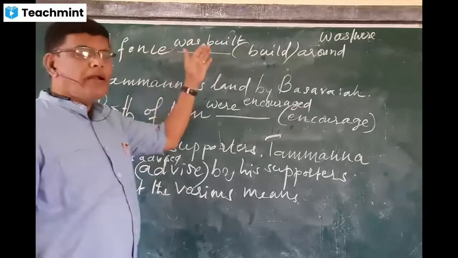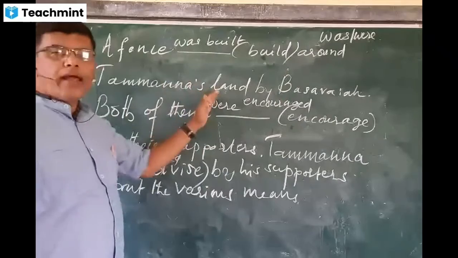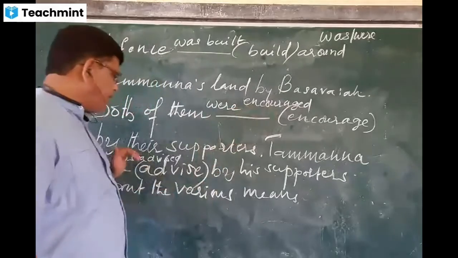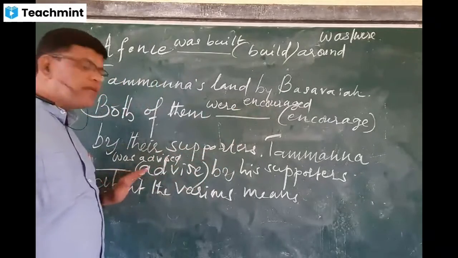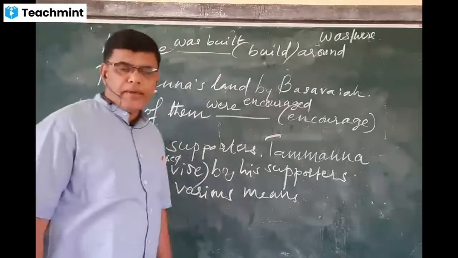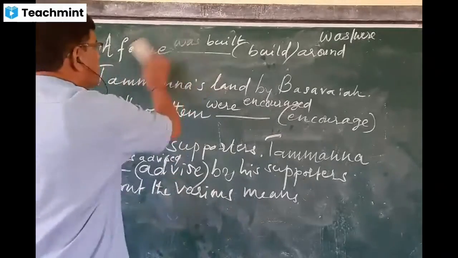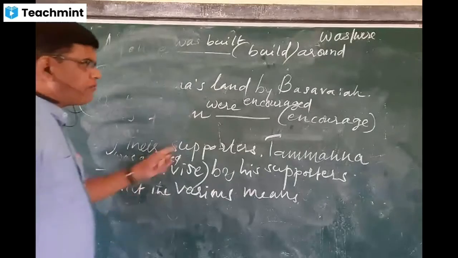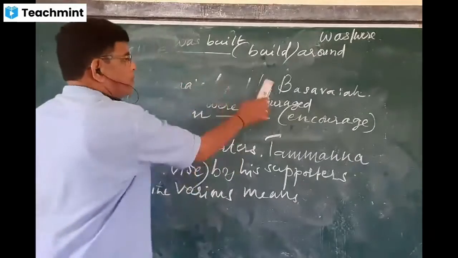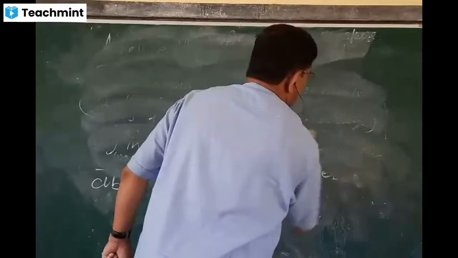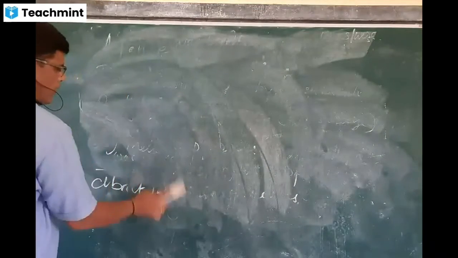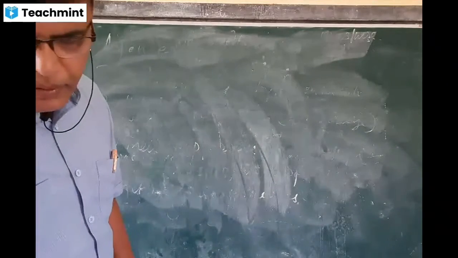So when we complete it, it would be like this. A fence was built around Tammanna's land by Basvaya. Both of them were encouraged by their supporters. Tammanna was advised by his supporters about the various means. So that is how you have to change them into the passive form. So the verbs that we have used here are passive verbs. Okay, that's fine. Now we shall go to the third example.